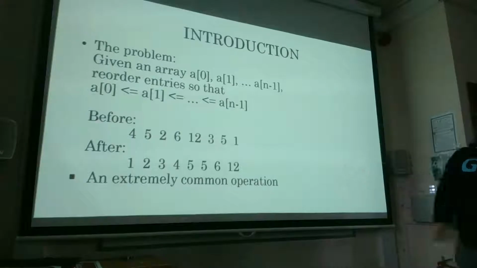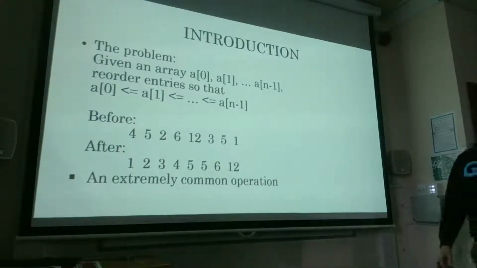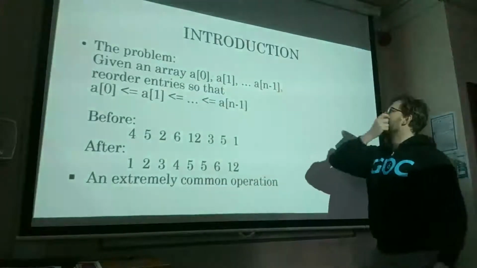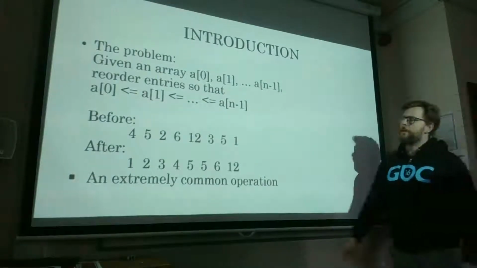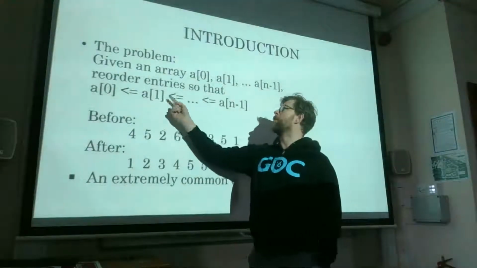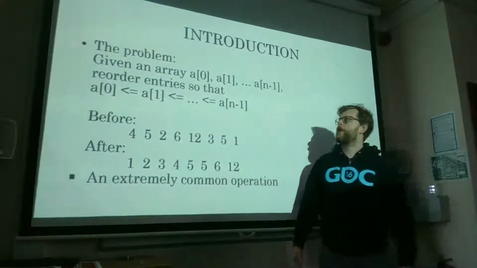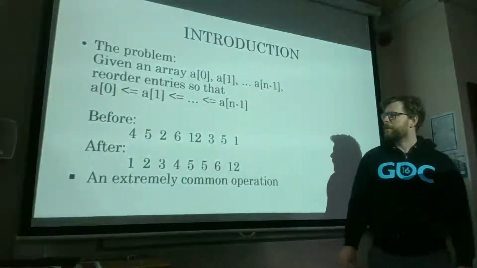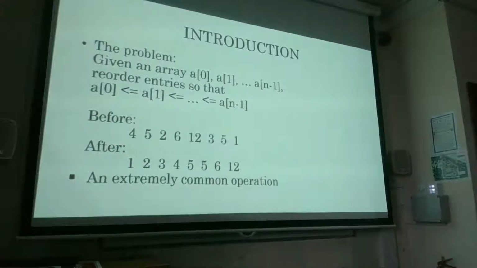So here's a quick summary of what sorting is, in case anybody didn't really know. If we had an array of values going from A0 to AN-1, we would want to reorder the information so that A0 is less than A1, A1 is less than A2, A2 is less than A3, and so on. In other words, the smallest value will be at the very beginning, and the largest value at the very end. For example, something like this. That is a sorted list.